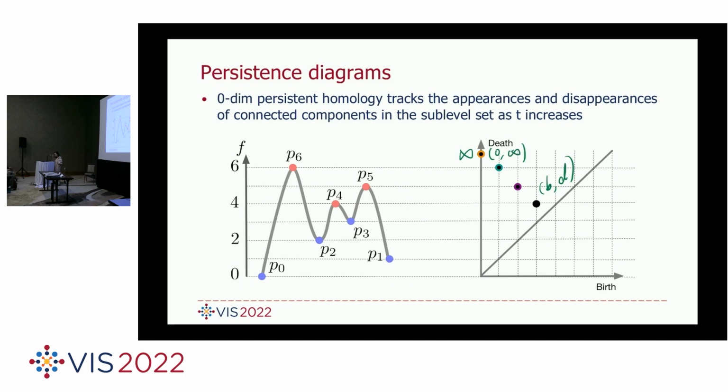Okay. So this is just a quick introduction to zero-dimensional persistent homology. Of course, there's one-dimensional and higher-dimensional persistent homology as well. Okay, so a persistent diagram, as computed this way, can be vectorized and then used as input to machine learning algorithms for tasks like classification and so on.